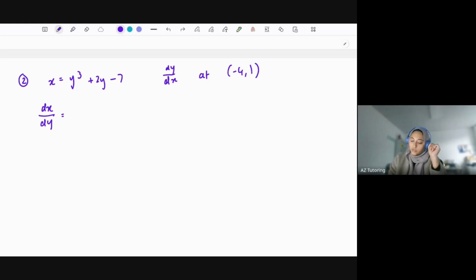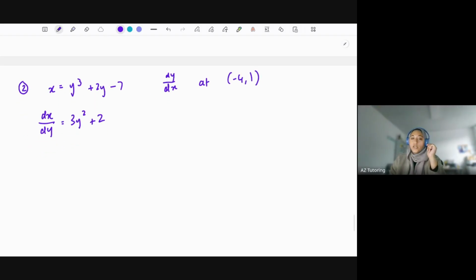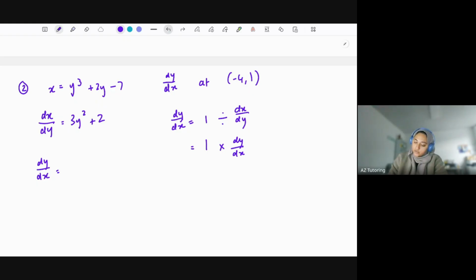So differentiating with respect to y, dx over dy is 3y squared plus 2. But we want dy over dx, so how can I get dx over dy to look like dy over dx? Well, I can just say dy over dx equals 1 divided by dx over dy. Just to prove that works, use your keep change flip rule: that's 1 times, you keep the first, change that to a times, and flip the second, dy over dx. So 1 times dy over dx is dy over dx. So to find dy over dx, I need to do 1 divided by what I've just found here. So it's 1 over (3y squared plus 2).